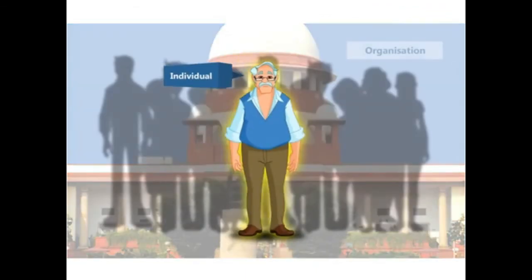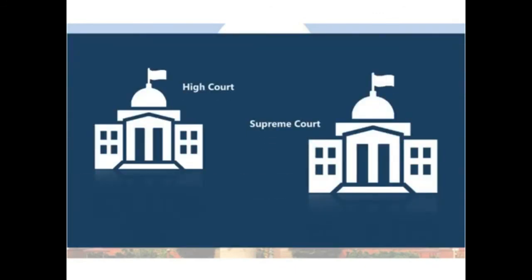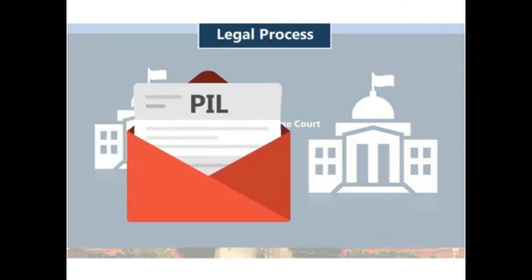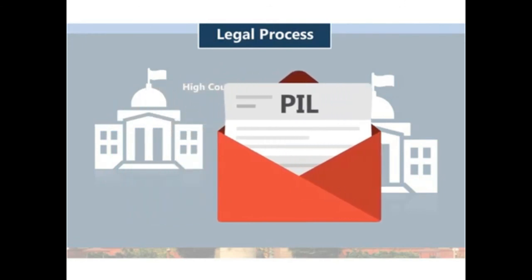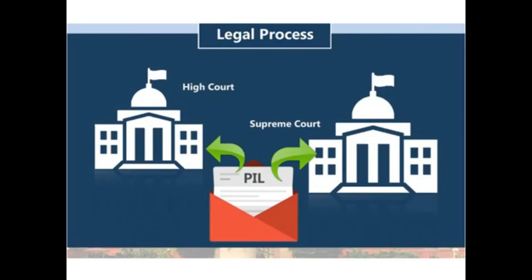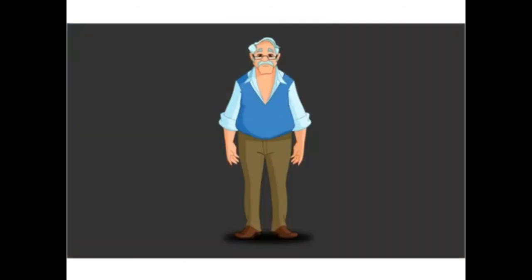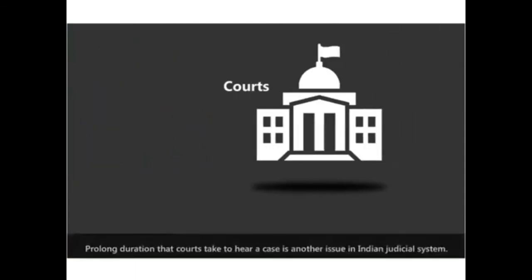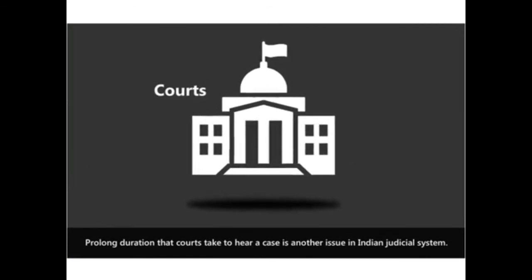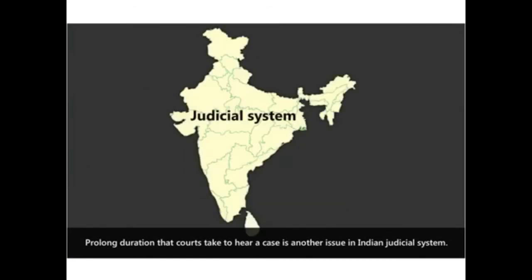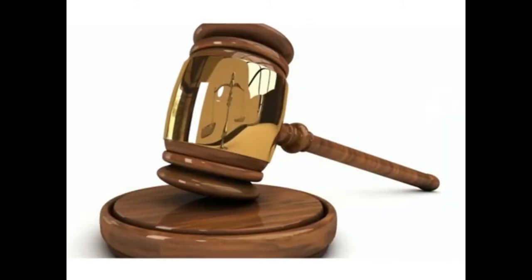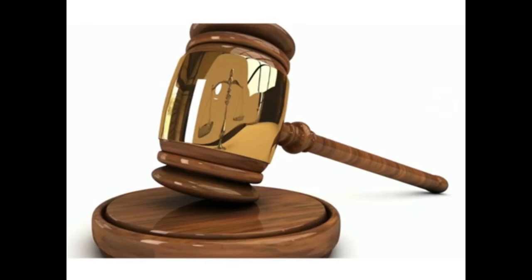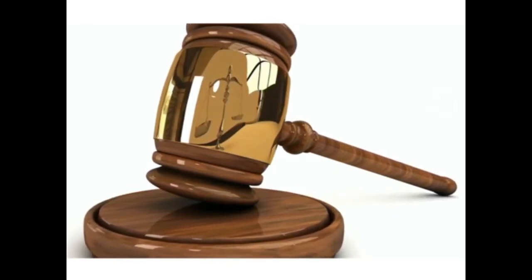It allowed any individual or organization to file a PIL in the High Court or the Supreme Court on behalf of those whose rights were being violated. The legal process was greatly simplified, and even a letter or telegram addressed to the Supreme Court or the High Court could be treated as a PIL. For the common person, access to courts is access to justice. The prolonged duration that courts take to hear a case is another issue in the Indian judicial system. However, in spite of these issues, the Indian judiciary has played a crucial role in the success of Indian democracy.